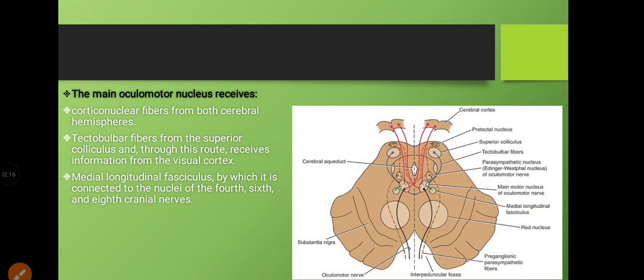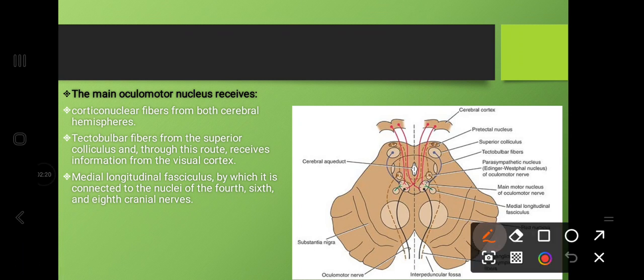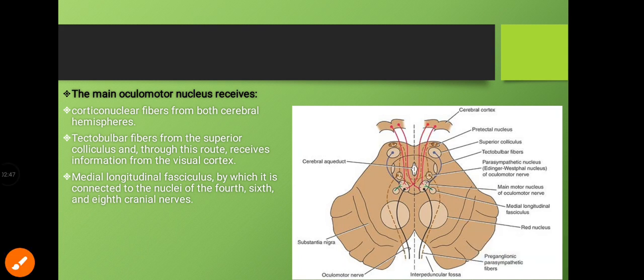The oculomotor nucleus receives information from the cerebral cortex through the corticonuclear fiber, and the oculomotor nucleus is connected to the trochlear, abducent, and vestibulocochlear nerve through the medial longitudinal fasciculus.